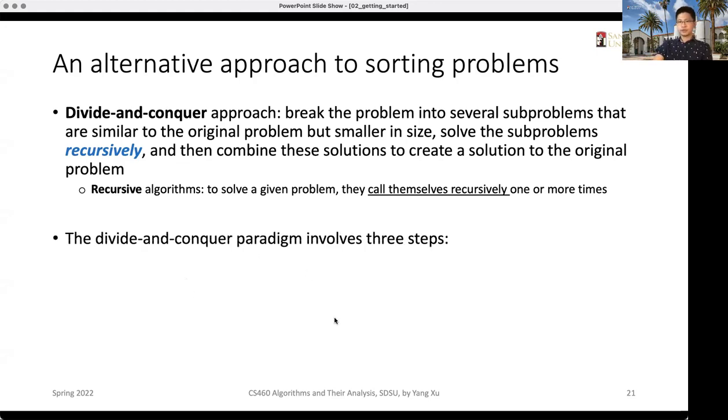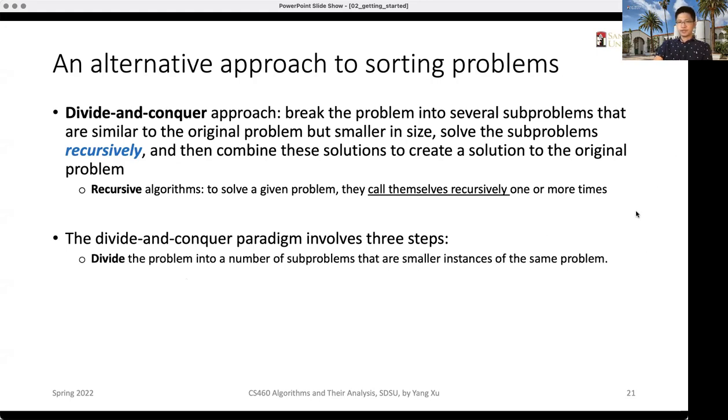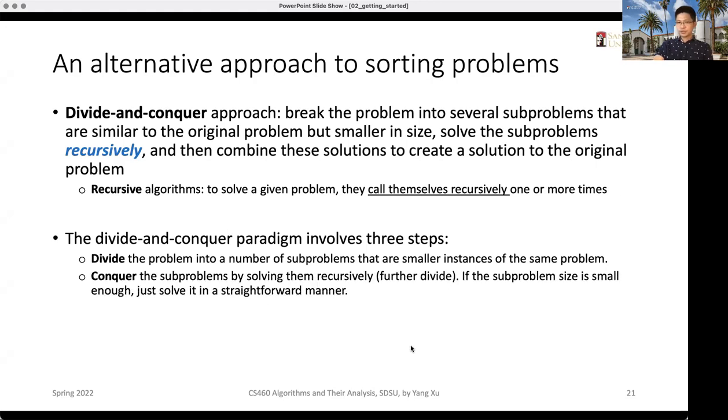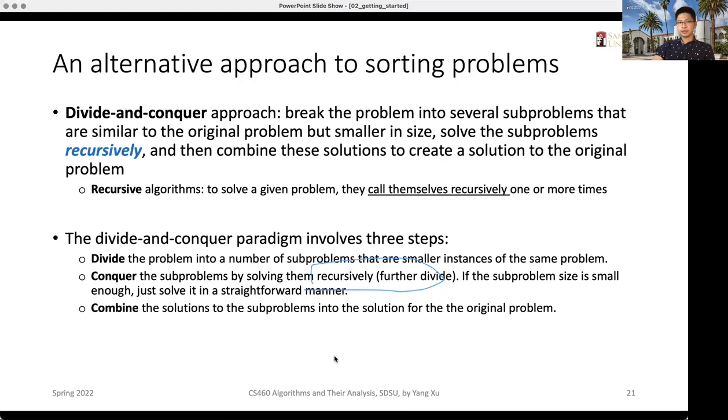Let's look at the three steps of a typical divide and conquer approach. First, divide: we divide the problem into smaller ones. Then conquer: solve each subproblem recursively, which may cause further division. The recursive call is critical here. If the size of the subproblem is small enough, then we hit the boundary of the recursion, and there's no way to further divide the problem. In that case, we need to solve the problem in a straightforward manner. Usually the smallest subproblem will be a trivial, really simple problem. The last step is to combine: we simply collect all the solutions from the subproblems and piece them together into the solution to the original problem.